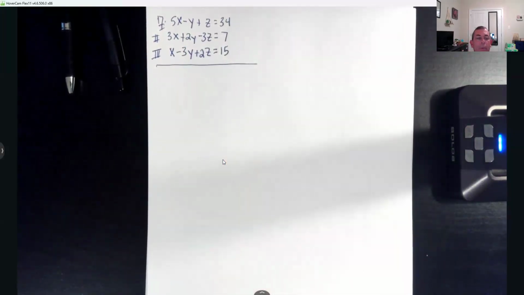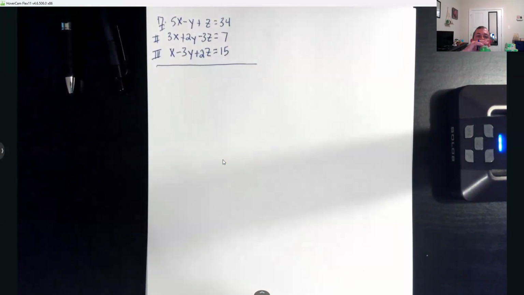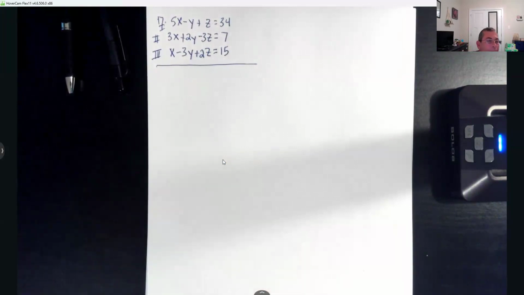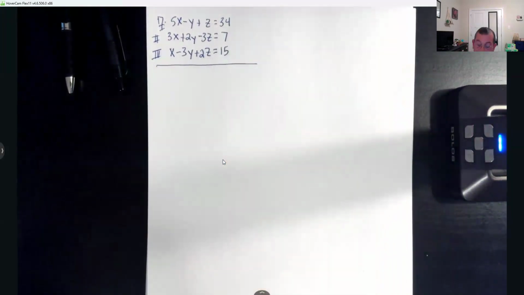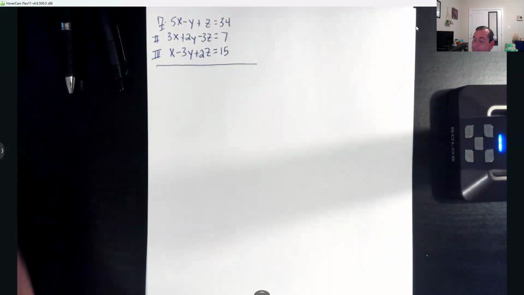So are we doing this one by hand? All right, so I'm doing this one by hand. On a calculator, this would be a 3 by 4 matrix if you were doing it by calculator, okay?